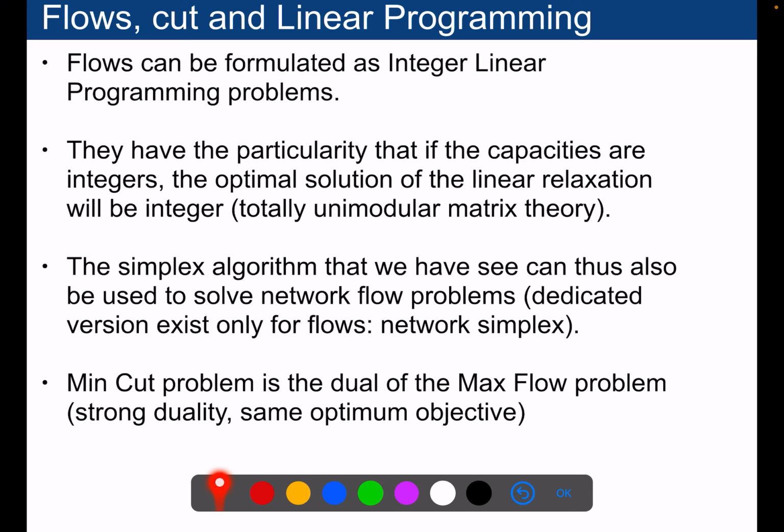Flow problems can be formulated as integer linear problems, and they have the particularity that if the capacities are integer, the optimal solution of the linear relaxation will also be integer. And we can prove that using the totally unimodular matrix theory. And the simplex algorithm that we have seen a few videos ago can also be used to solve the network flow problems, and there are specialized versions of that algorithm for the network flows to make it polynomial in the worst case. It's called the network simplex algorithm.